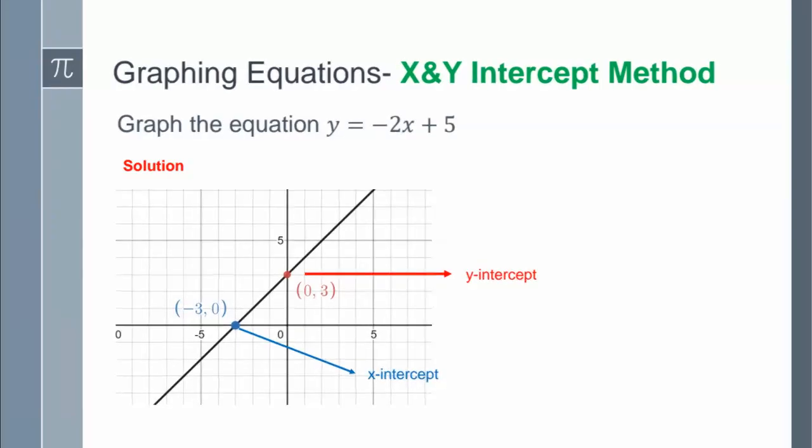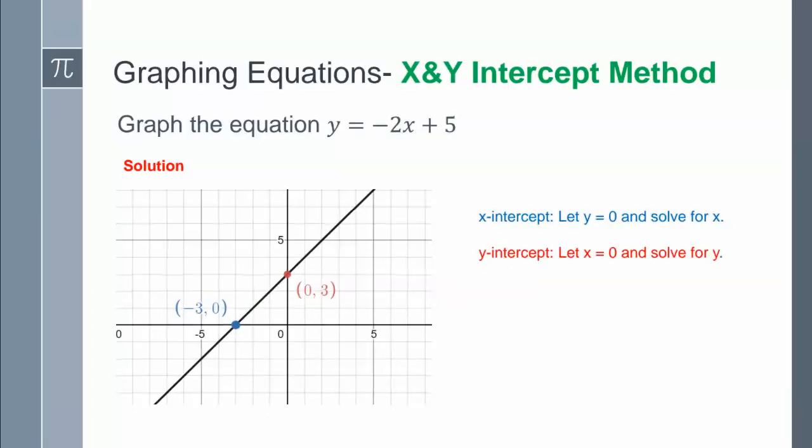The y-intercept is where the graph crosses the y-axis, and the x-intercept is where the graph crosses the x-axis. For example, here the y-intercept will be 0, 3, and in this case it's going to be negative 3, 0 for the x-intercept. So what are the rules? To find the x-intercepts, we let y equal 0 and solve for x. And to find the y-intercepts, we let x equal 0 and solve for y.